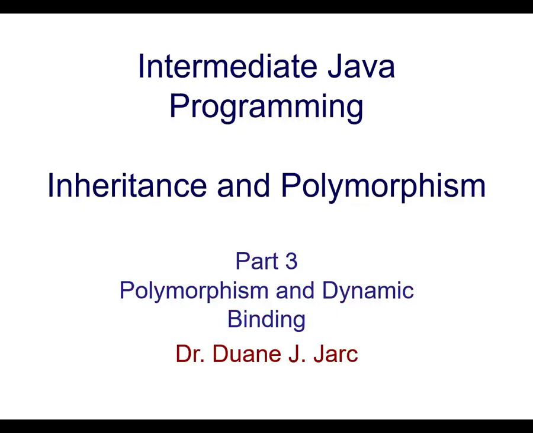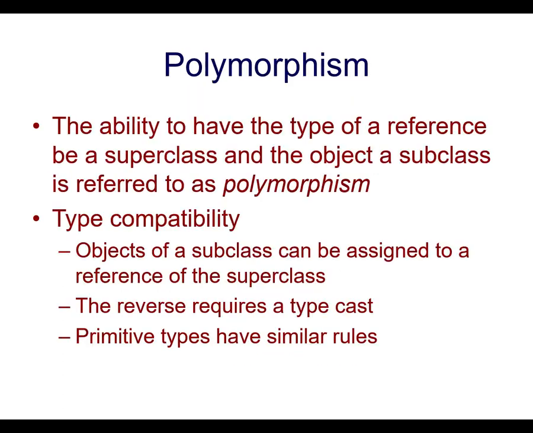In the third part of this video on inheritance and polymorphism, we will define polymorphism and explain the type compatibility rules associated with it, and then explain the mechanism of dynamic binding and illustrate it with an example. We begin by defining polymorphism.